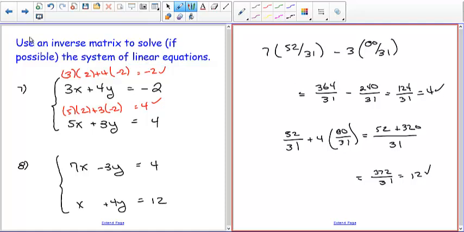So that is it for this section. The whole idea here is that if you have a system of linear equations, you can write it as A times x is equal to b. And then if you take the inverse of A times b, that gives you the solution.